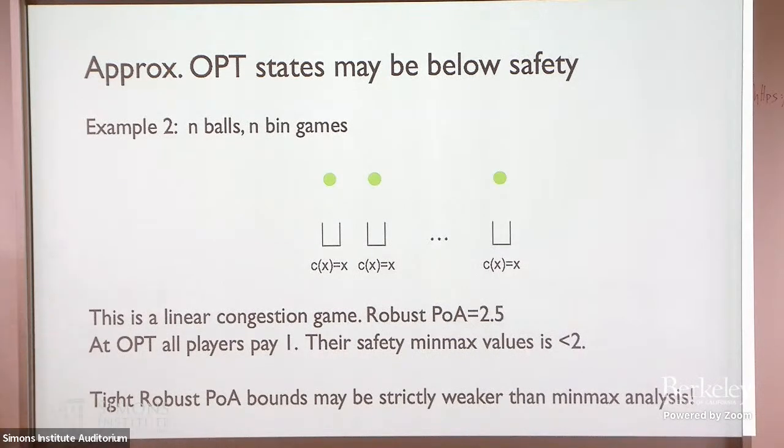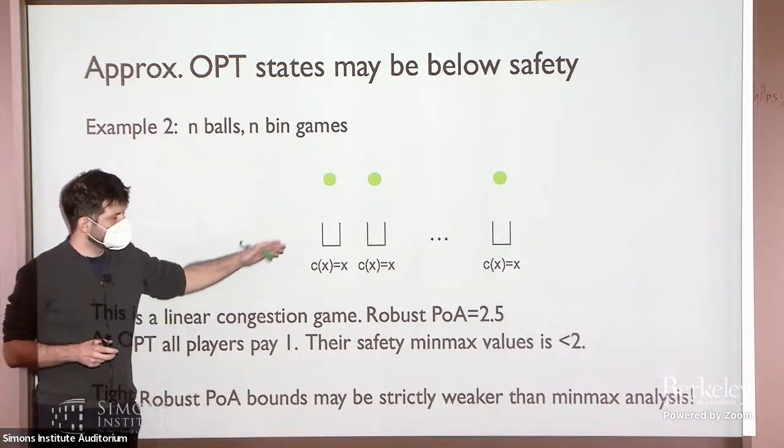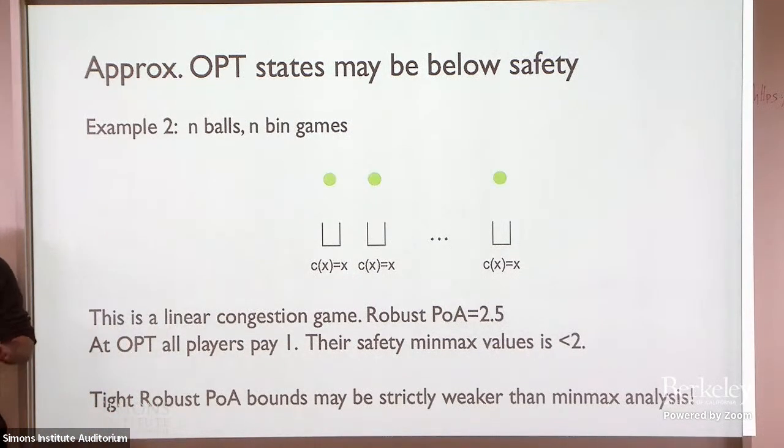Again, it's a linear congestion game, so again we know the robust price of anarchy is 5/2. At optimum, this is trivial, that's why the example is chosen: the optimum has all agents pay a price of 1. But now, what is the safety, the min-max value for the agents in this case? By symmetry, each player chooses a strategy uniformly at random, 1/n. And then it doesn't matter if everybody else tries to gang up on you.